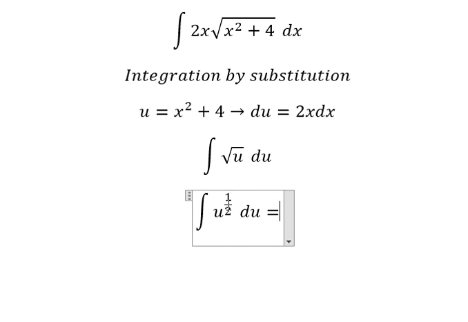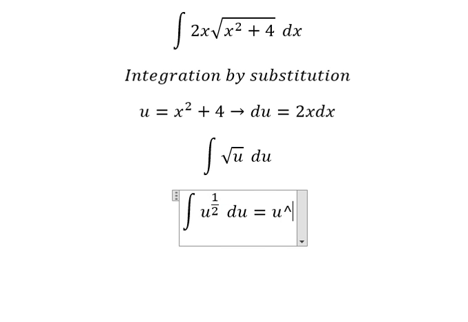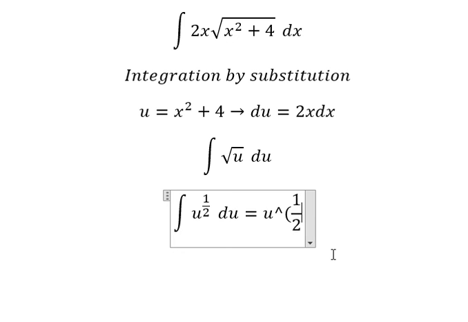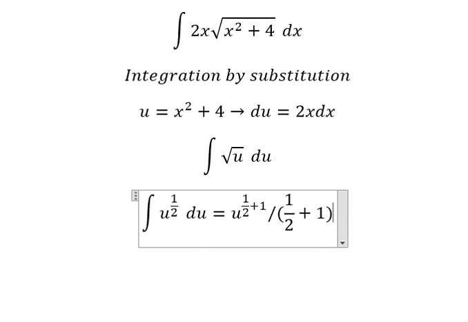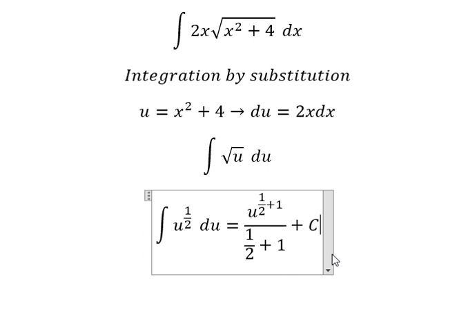So the integration of this one, we have u to the power of 1 over 2 plus 1, over 1 over 2 plus 1, and we put c.